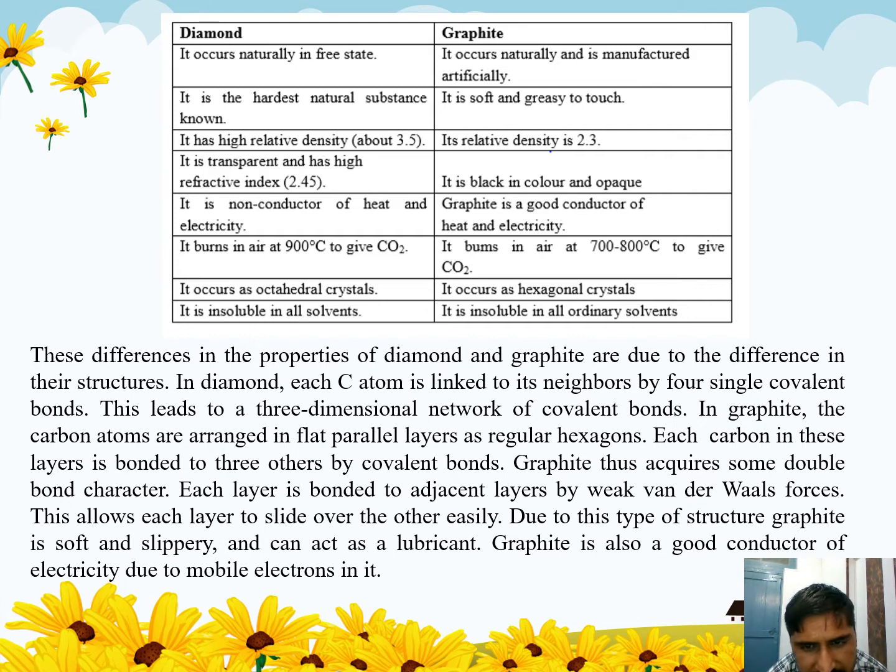In diamond, each carbon is linked to its neighbors by four single covalent bonds, forming a three-dimensional network of covalent bonds. But in graphite, the carbons are arranged in flat parallel layers, as regular hexagons. Each carbon in these layers is bonded to three others by covalent bonds. Thus graphite acquires some double bond character, and the adjacent layers are held by weak van der Waals forces, so they slide over one another, giving graphite its greasy appearance.